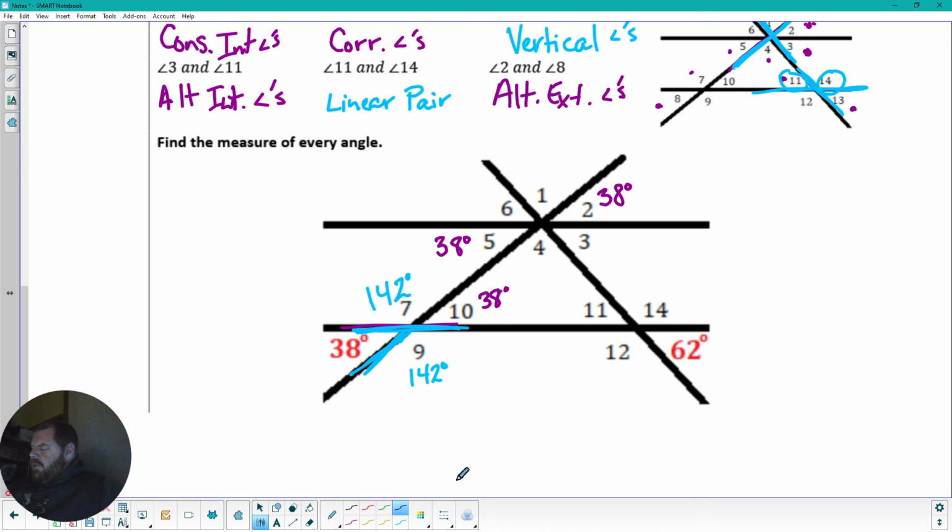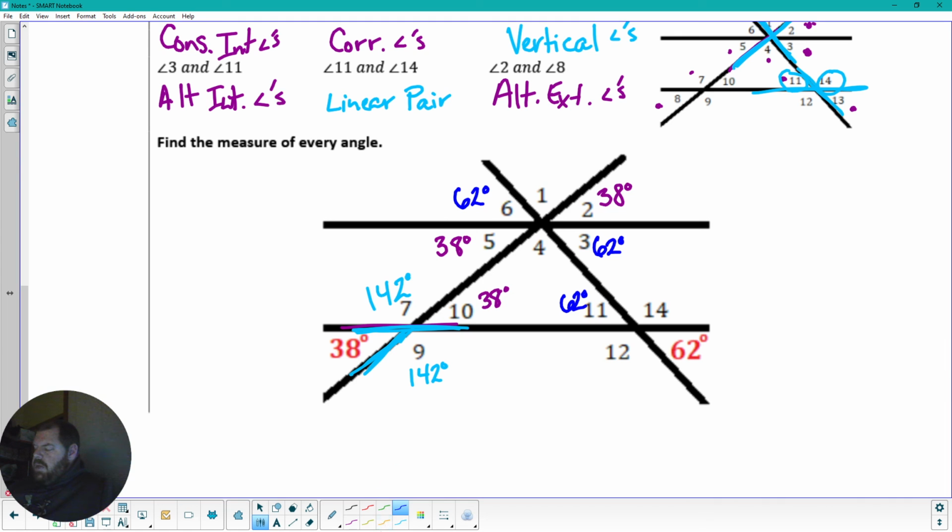For my next trick, let's start dealing with the 62s. I've got a 62 here, so its vertical angle is 62. Okay. From here, its alternate interior angle is 62. It's a different way than I looked before. Okay. Angle 3 and angle 6 are vertical angles, so its vertical angle is 62 degrees. And I think I'm done with 62s.